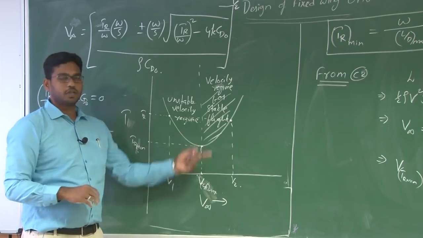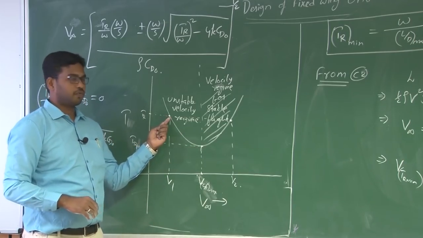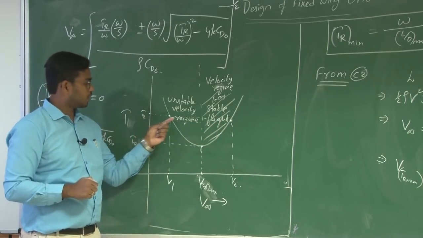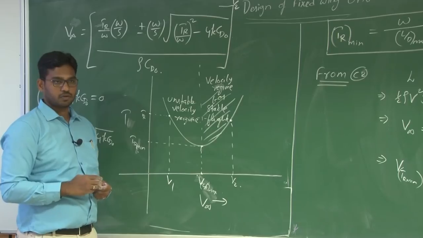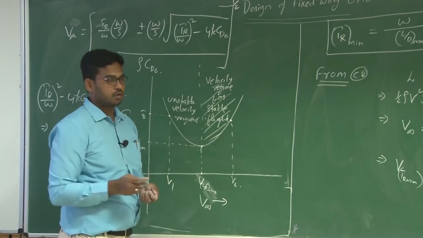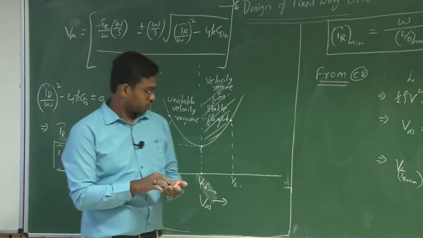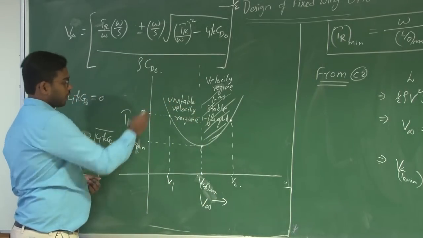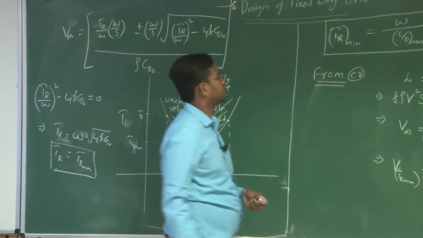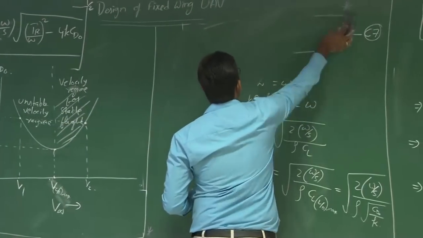So which velocity do you need to choose? When you fly at both the conditions, your thrust requirement will be the same. But which velocity you need to choose, right? That we have discussed earlier, you can refer to our earlier lecture, right? Right now, let us concentrate on why this curve looks like this. Why do there exist two solutions?